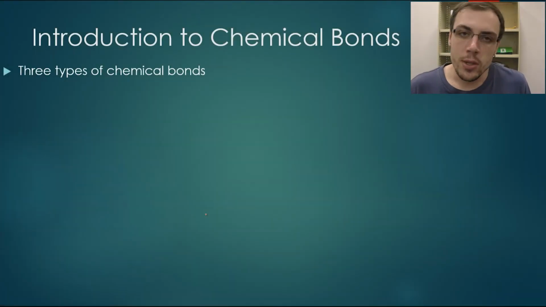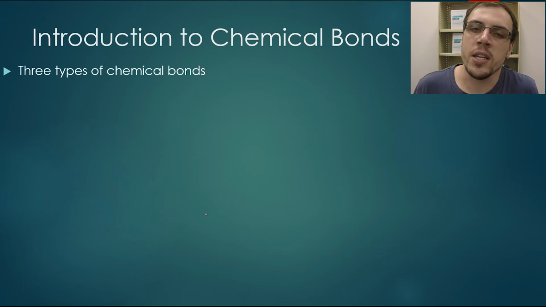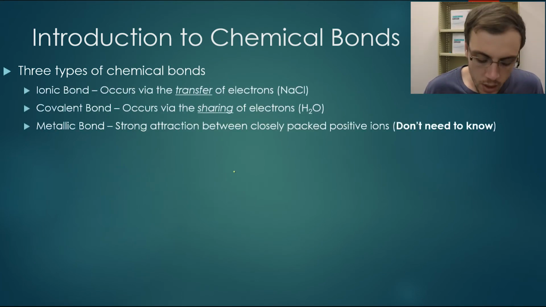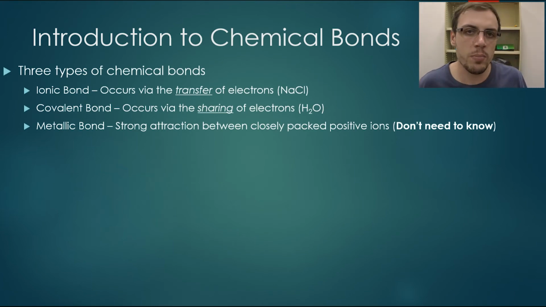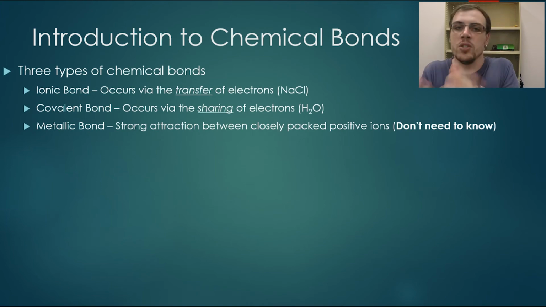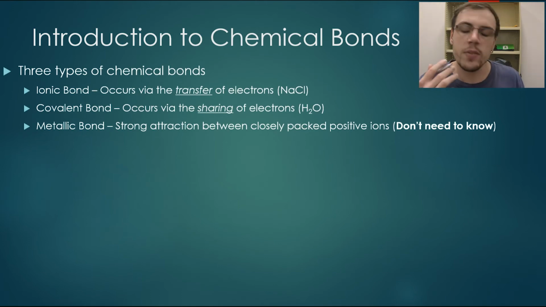Now that we've finished looking at Lewis structures, we're now going to have a look at the introduction of chemical bonds. So the first one is the ionic bond, and this occurs via the transfer of electrons. So the example here is sodium chloride. Now I'm going to go through examples of each of these in a moment. The next type is covalent bonding. So covalent bonding isn't as rigid as ionic bonding in terms of one donates and one steals. A good way to think of covalent bonding is that the 2 elements will share an electron, and they'll sort of pass it back and forth between each other.